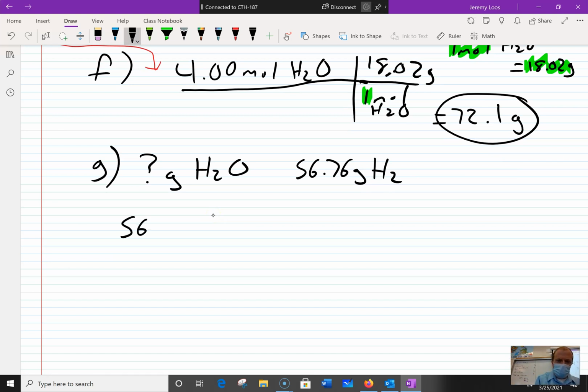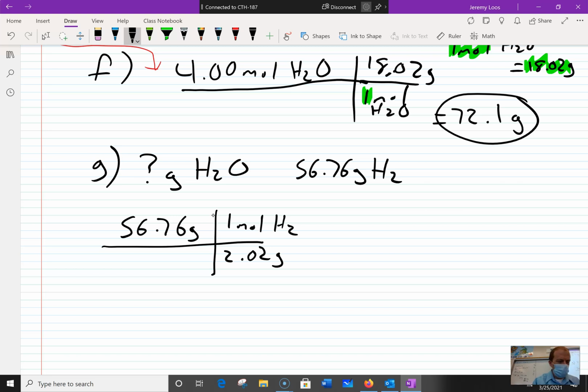Okay, so 56.76 grams of hydrogen. I look at the periodic table, I look at hydrogen, I just do H2, and it is 2.02 grams is the mass of 1 mole of hydrogen. 56.76, and you can do this, and we will start to do it soon in just one big dimensional analysis chain. That's how we're going to start doing it pretty soon, but for now we'll break it down step by step. 56.76 divided by 2.02 is 28.09.